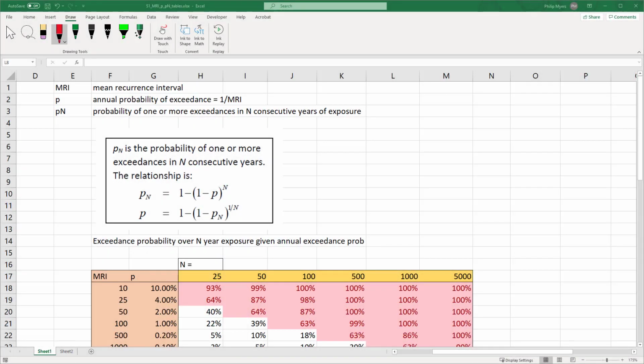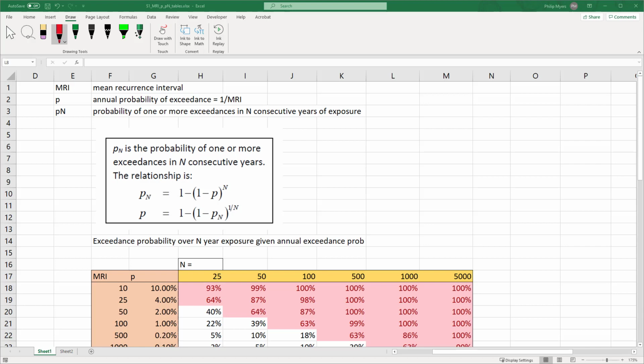Here are the tables that I promised. First, let's review the definitions. Consider that a single toss of a die is the passage of a year. Consider also that if your favorite number comes up, then the flood or earthquake exceeds some specified level. The die MRI was 100 because there was a 1/100th chance of your favorite number coming up.